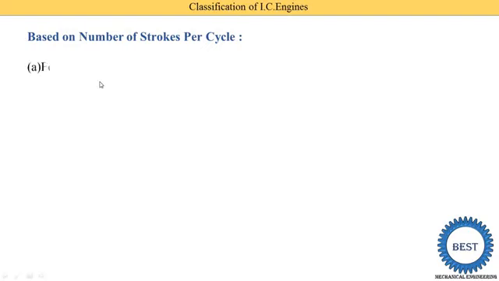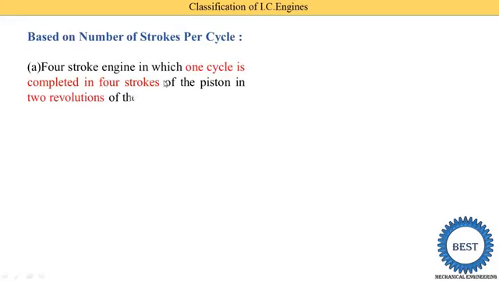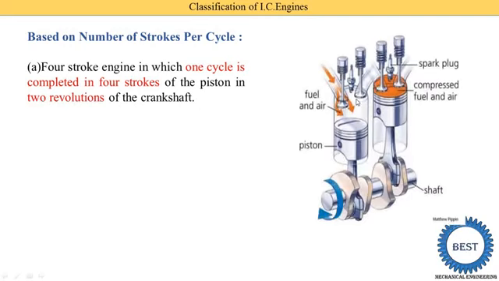If this stroke occurs 4 times, then it is known as the 4-stroke engine. In a 4-stroke engine, one cycle is completed in 4 strokes of the piston and 2 revolutions of the crankshaft. Here I show you this engine. This is the piston, this is the top dead center, and this is the bottom dead center. The piston moves from TDC to BDC, again BDC to TDC, TDC to BDC, and BDC to TDC. At that time one cycle is completed.